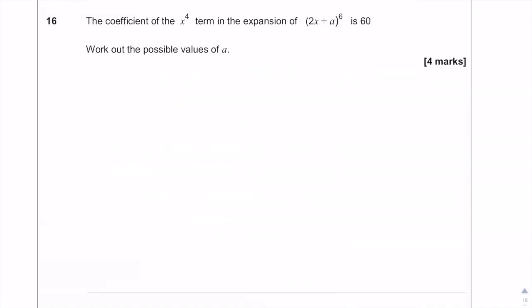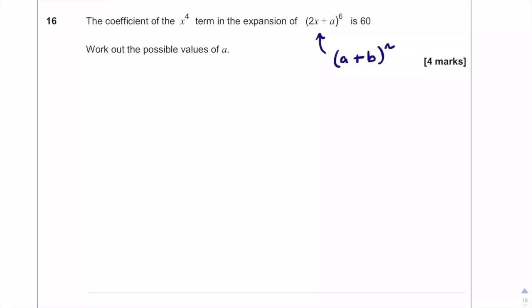Question 16: the coefficient of the x to the 4 term in the expansion of 2x plus a all to the power of 6 is 60. Work out the possible values of a. Okay, so because this expression is in the form of a plus b all raised to some power n, we need to use Pascal's triangle.